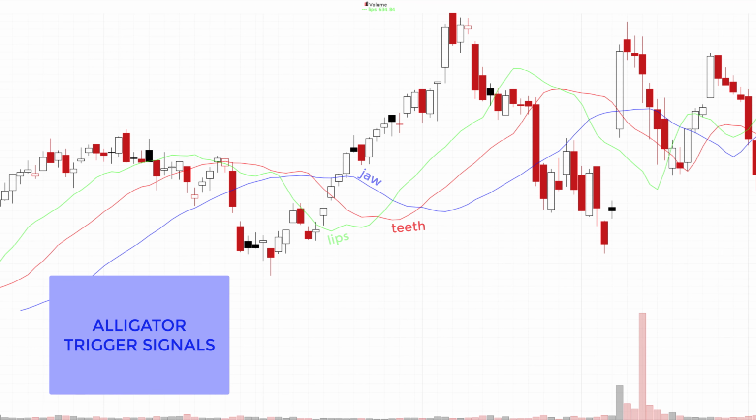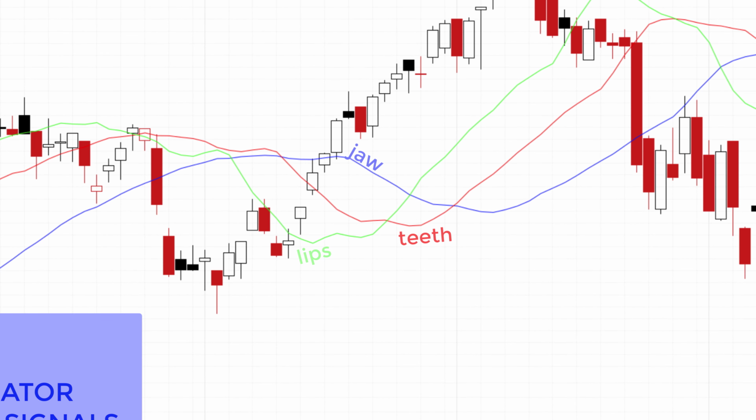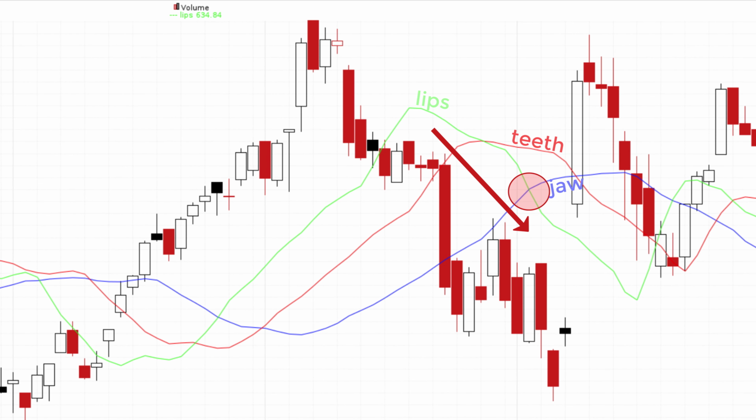A trigger signal is established if the lips are crossing the teeth and jaw. If the lips are crossing the teeth and jaw upwards, it is a bullish signal. If the lips are crossing the teeth and jaw downward, it is a bearish signal.